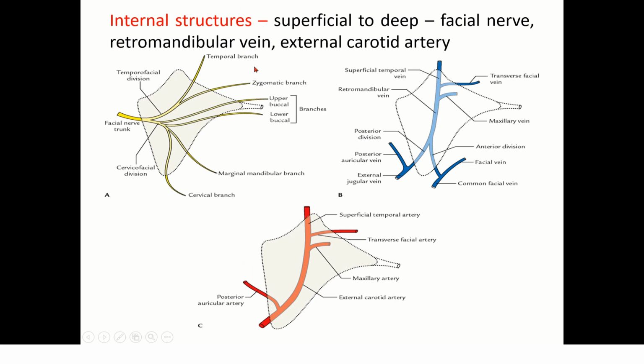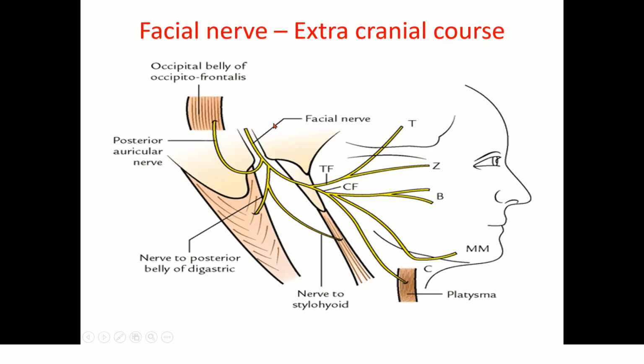So the internal structures within the substance of the parotid gland, from superficial to deep, there are 3 important structures, namely the facial nerve, retromandibular vein, and external carotid artery. From superficial to deep: nerve, vein, artery. So the facial nerve, then the retromandibular vein, which is formed by the union of the superficial temporal and the maxillary vein. Then inferiorly it divides into an anterior division and a posterior division. The posterior division joins with the posterior auricular vein, which forms the external jugular vein. The anterior division joins with the facial vein, which forms the common facial vein. Then this will be the external carotid artery. From superficial to deep: nerve, vein, and artery.